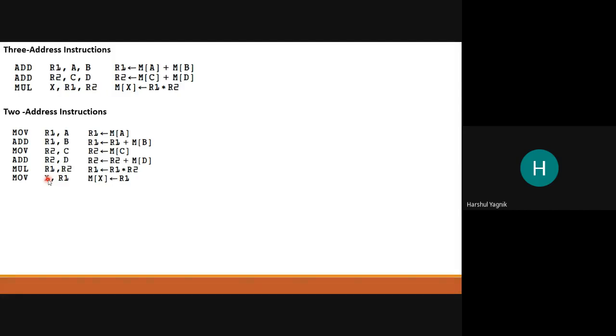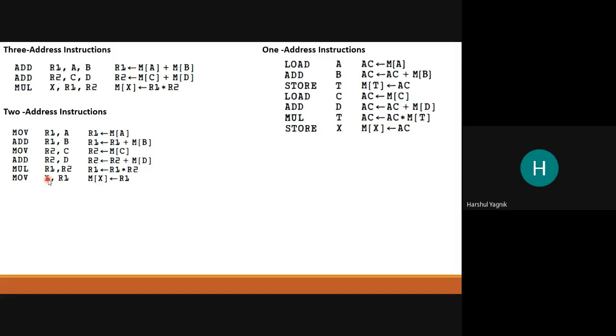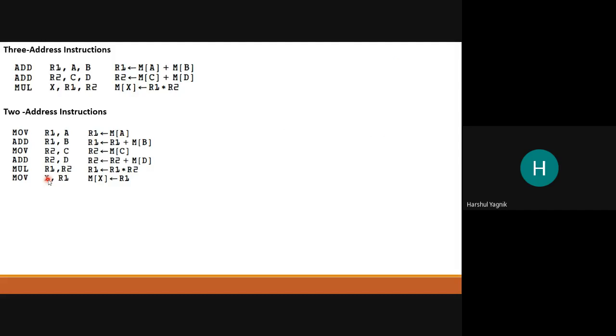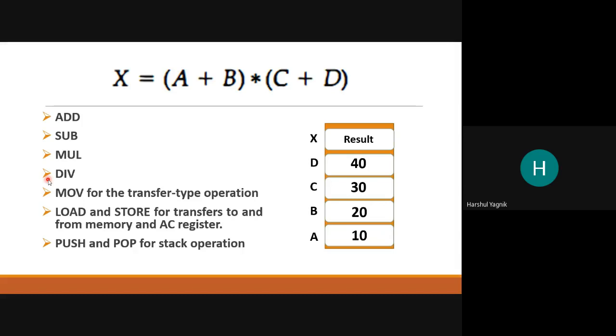So the same task is done by two address instructions. Remember, when we are performing our experiments on 8085, it has two address instructions, right? Not three address. Then suppose a similar task has to be done, but only using one address instructions. So how can we do it? Again, go back to what the task is: A plus B addition, C plus D addition, and then multiplication.